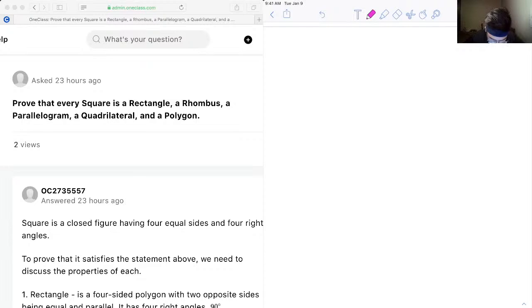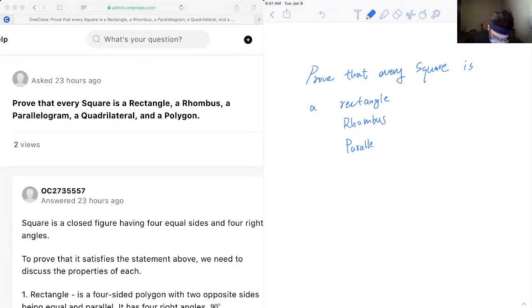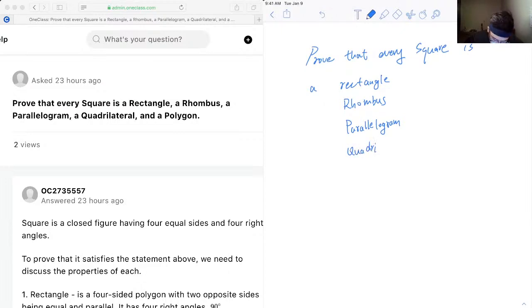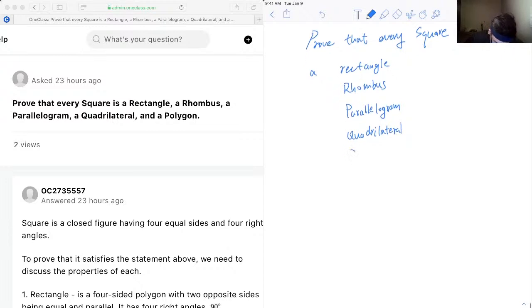Alright, so the first question is asking us to prove that every square is a rectangle, a rhombus, a parallelogram, a quadrilateral, and a polygon.